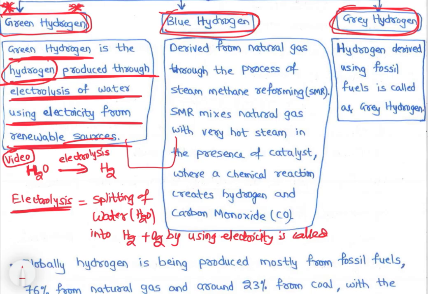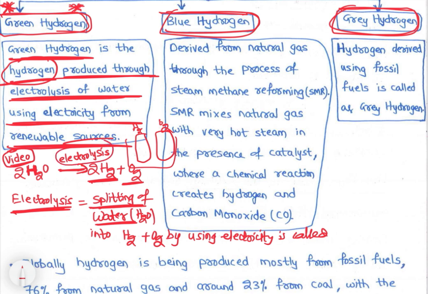Right? You have watched the video? See, right? So electrolysis is what? We are splitting water. So see, this is 2H2O, right? We split into 2H2 plus O2, right? So here that is splitting. We split water into H2 plus O2. So here, in the video also we have seen. So H2 and O2 by using electricity, that is called electrolysis.